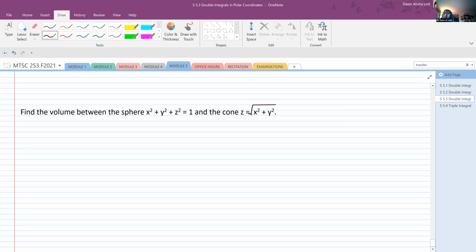Okay. So find the volume between the sphere, x squared plus y squared plus z squared is 1, and the cone. So this is an ice cream cone.